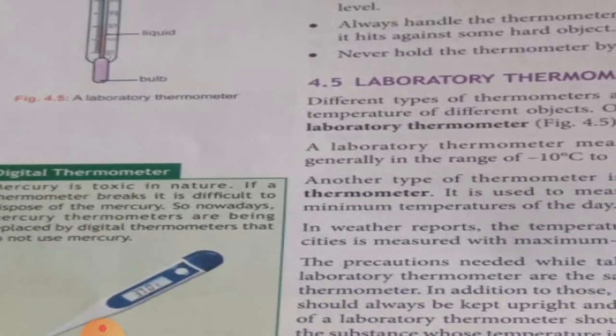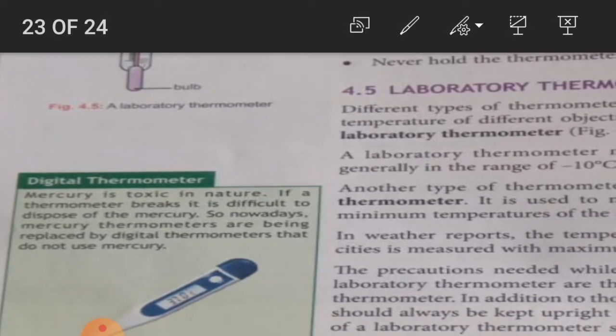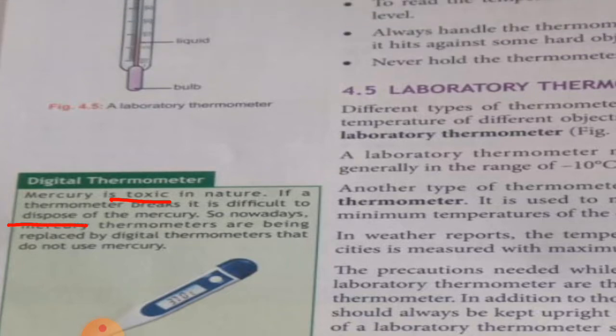So students, here you have to underline two words. Toxic, which means poisonous, and dispose, which means you can say to get rid of something by throwing it away.